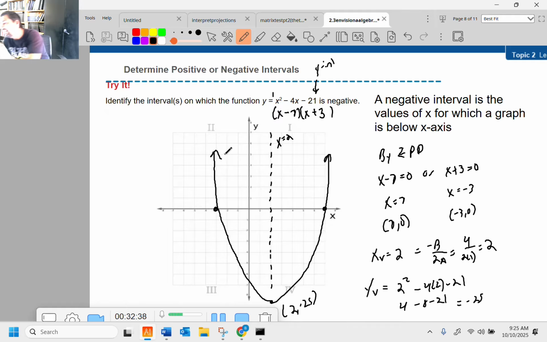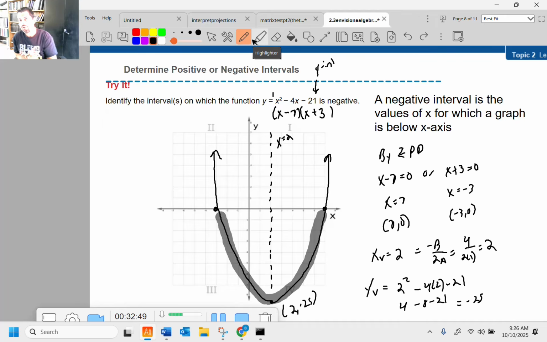Anyways, negativity on this one. That means below the x-axis. It happens from here to here. And it's about the values of x that make that part of the graph drawn, that give us that output. And our left boundary number here is negative 3, and our right boundary is 7.